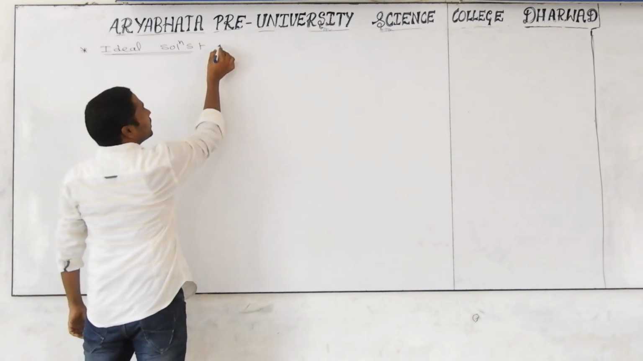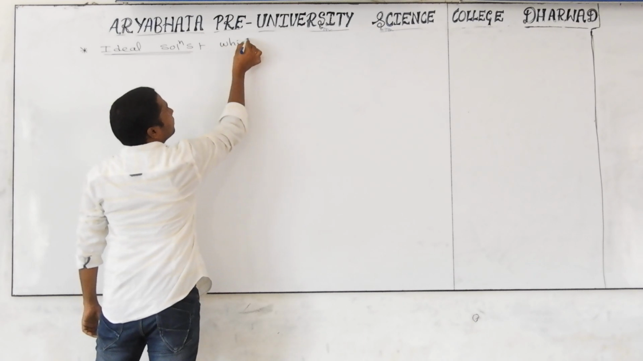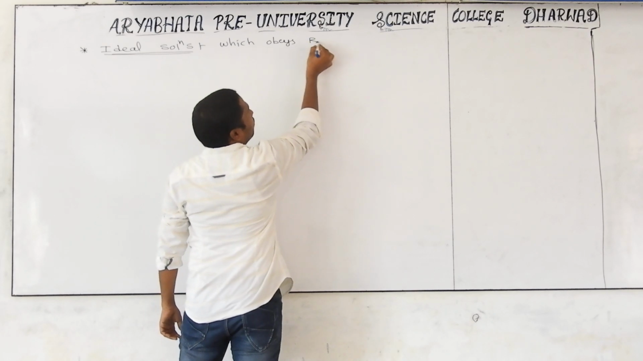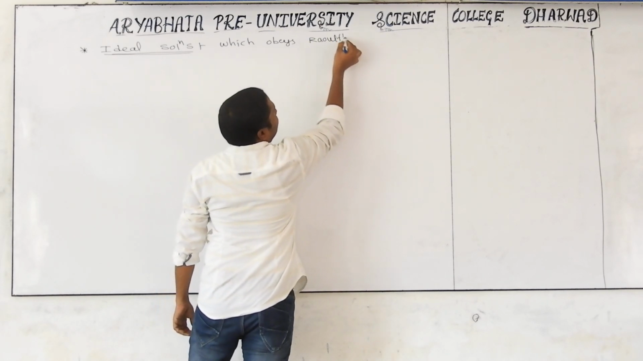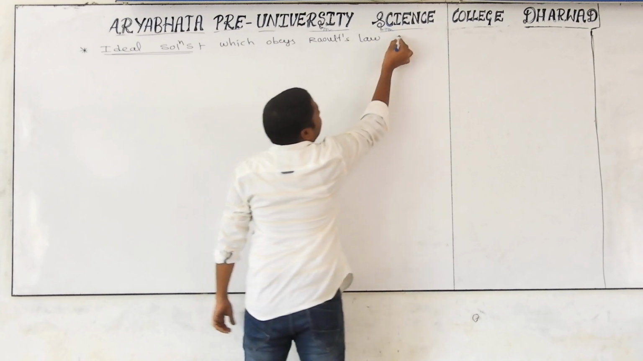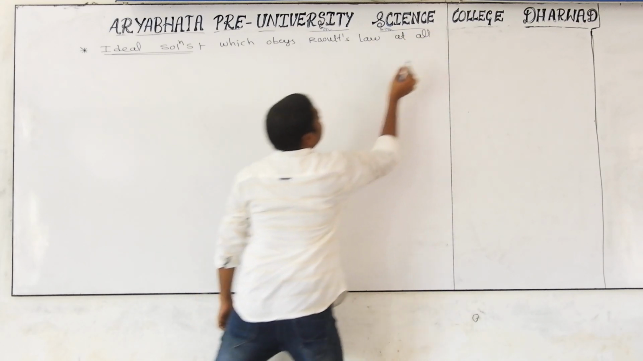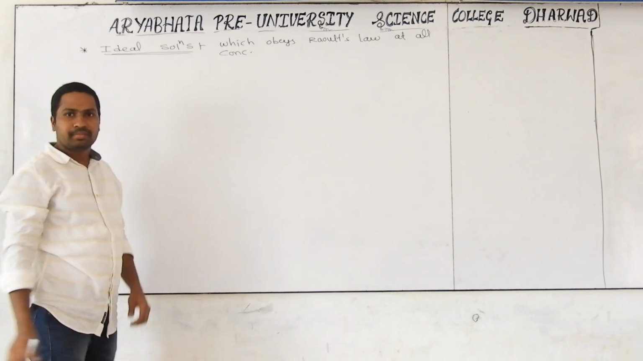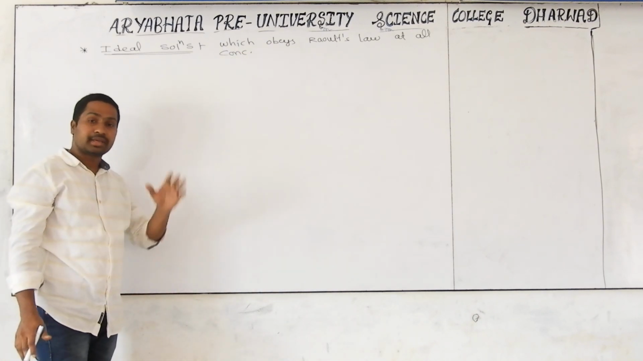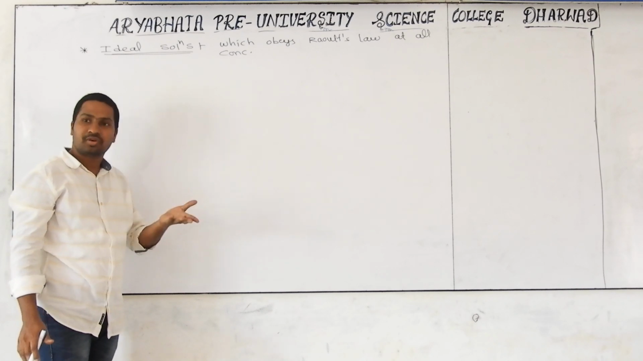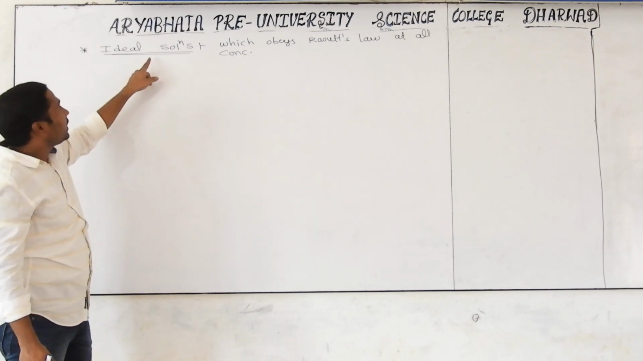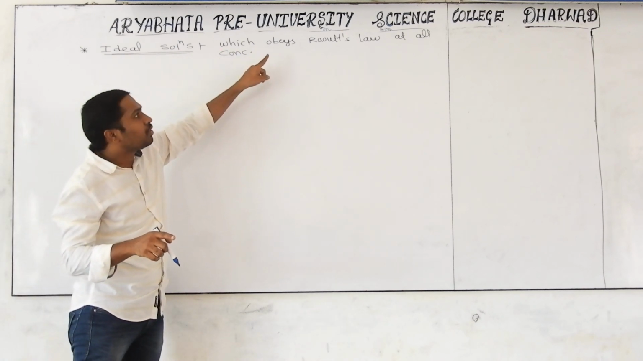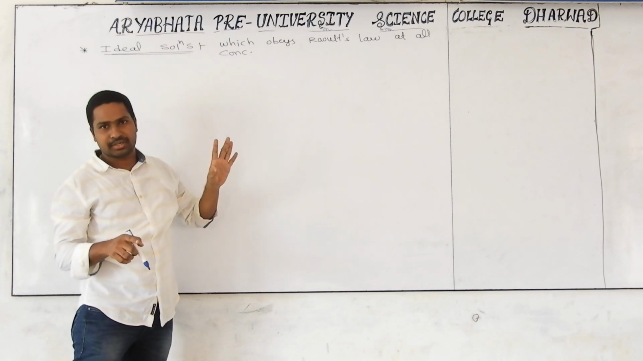An ideal solution is a solution which obeys or follows Raoult's law at all concentrations. It's a very simple thing. We have the ideal gas equation. The gas which obeys all gas laws is called an ideal gas. Like that, an ideal solution is a solution which obeys or follows Raoult's law at any concentration.